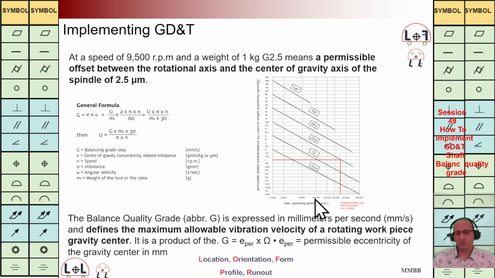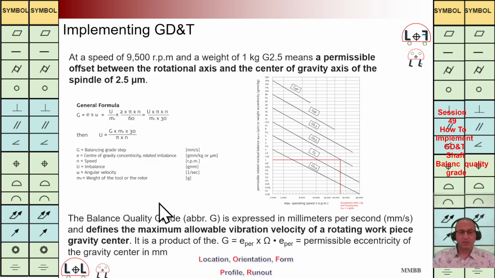We can come here to this horizontal axis, let's say 10,000 here, and G is 2.5. I can come here and say yes, E is 2.5 micrometer, and then I can multiply by omega and find G, or if I multiply E by M, I can find the permitted unbalance.